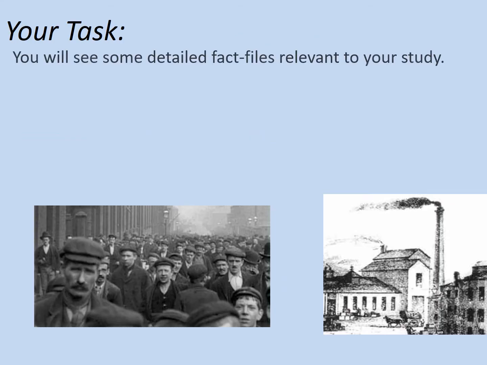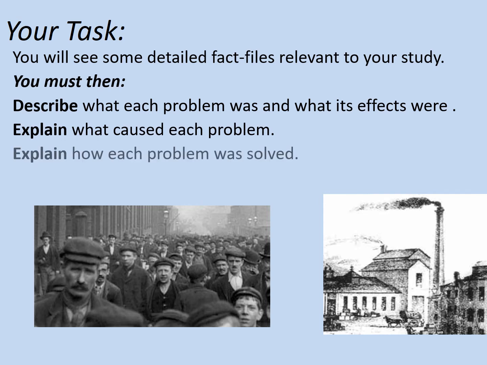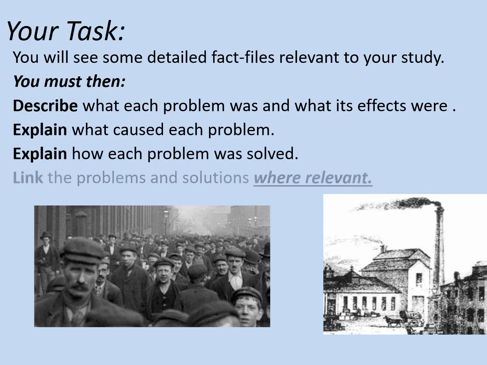So our task. You will see some detailed fact files relevant to your study. You must then describe what each problem was and what its effects were. Explain what caused each problem. Explain how each problem was solved, and then link the problems and solutions where relevant. Not all of the problems were solved immediately, and not all of the solutions solved more than one problem, but some did. Okay, in order to do this, it would be a good idea to create a sort of diagram.